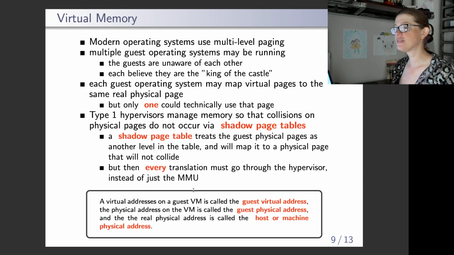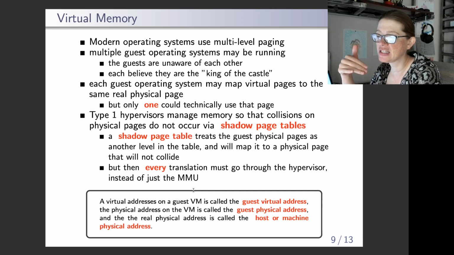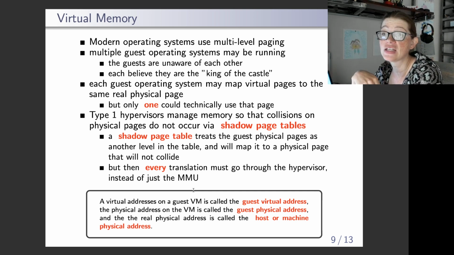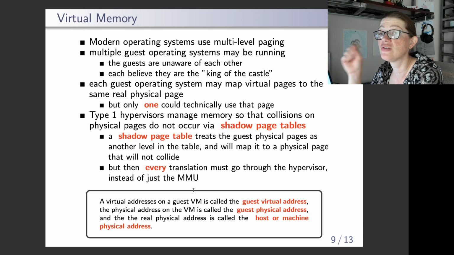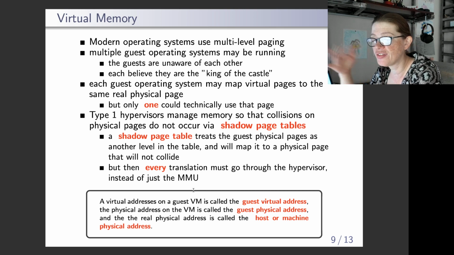But now we have this problem that every address translation has to go through the hypervisor. The kernel of the operating system is going to send the instructions out, and then it's going to have to go to the hypervisor. The hypervisor is going to have to perform a translation using its shadow page table, and then it can send it to the MMU to do the actual translation. So you've got all these levels. That's going to be really, really slow.